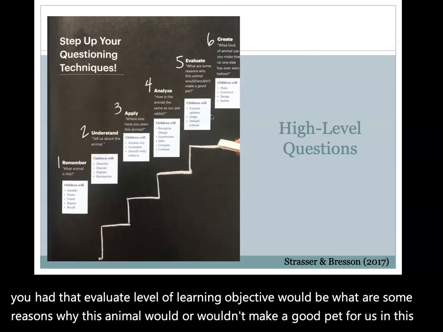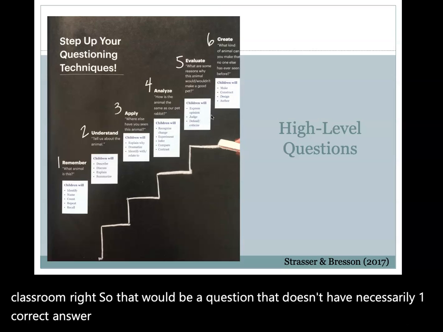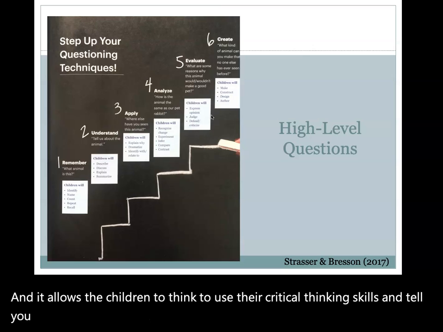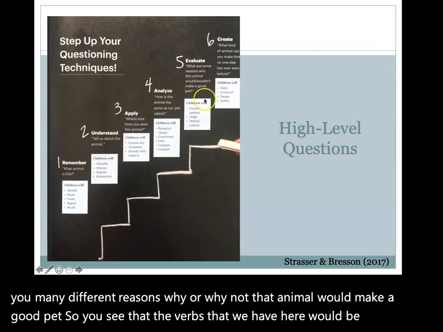That would be a question that doesn't have necessarily one correct answer, that doesn't have an expected response that you can anticipate, and that allows the children to use their critical thinking skills and tell you many different reasons why or why not that animal would make a good pet. So you see that the verbs that we have here would be the behavior component of the learning objective.